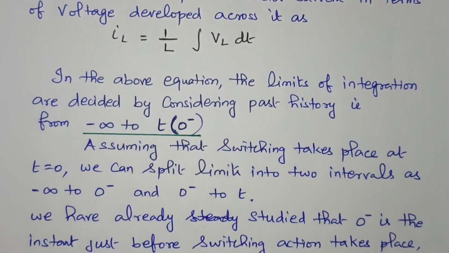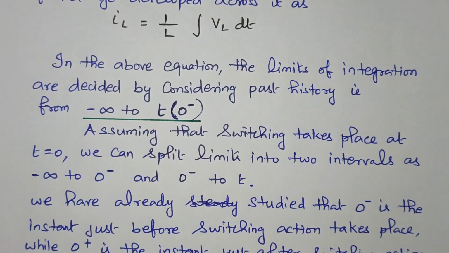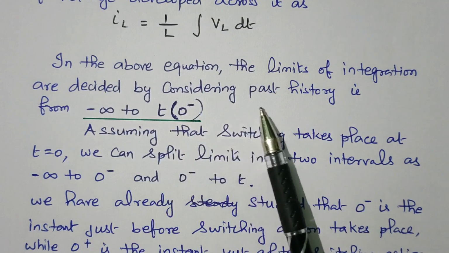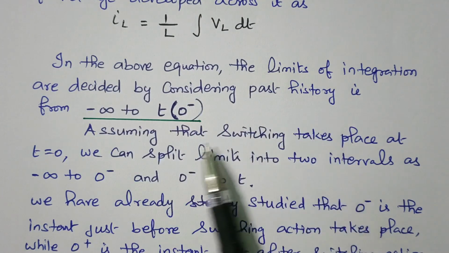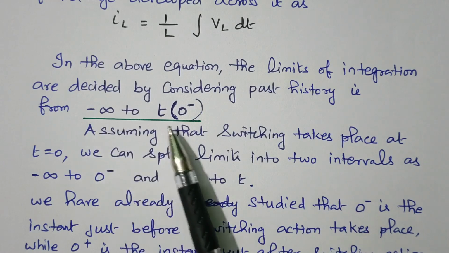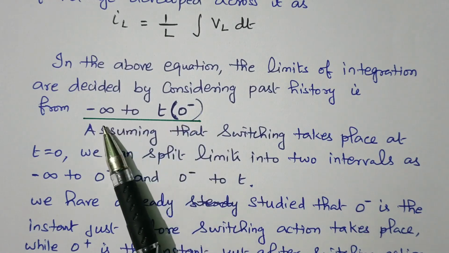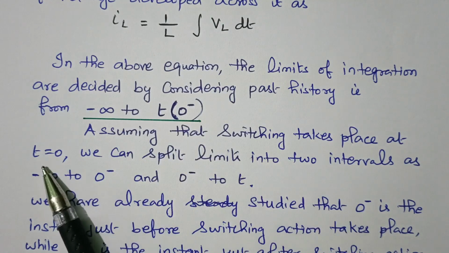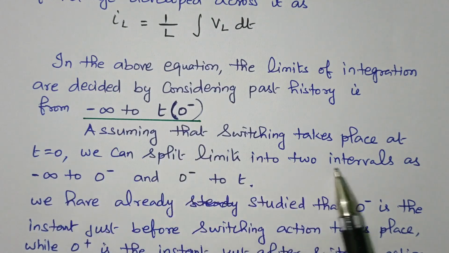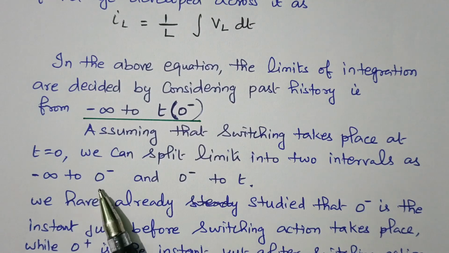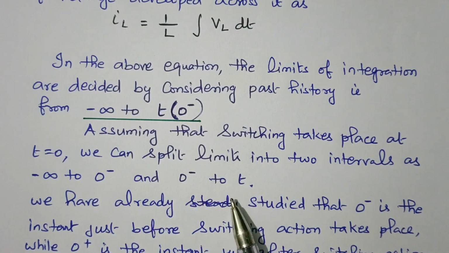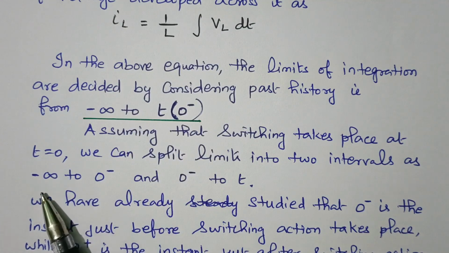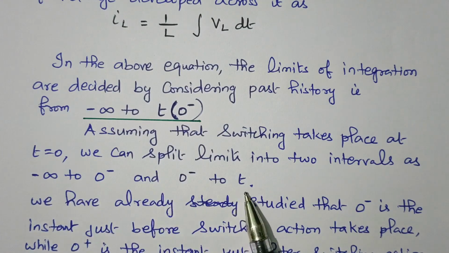Now we'll go for the analysis of this inductor current. In the above equation, the limits of integration are decided by considering past history, that is minus infinity to t0 minus, assuming that switching takes place at t equal to 0. So we can split the limit into two intervals, minus infinity to 0 minus, and 0 minus to t, because in between we have 0 available.